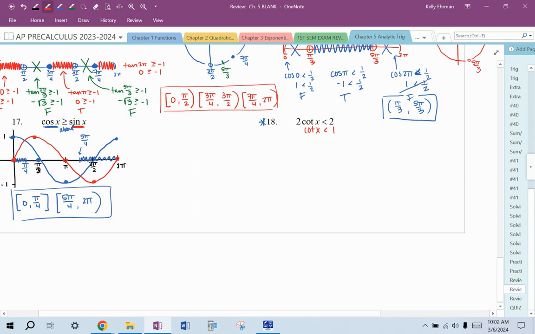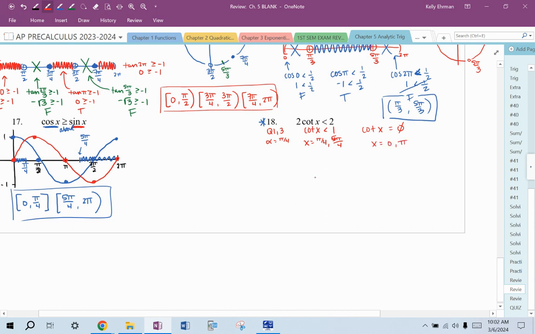I need to consider what makes cotangent equal to 1. That happens in quadrants 1 and 3, and the reference angle is pi over 4. So x equals pi over 4, and in quadrant 3, 5 pi over 4. Also, you have to think about where cotangent is undefined. Cotangent has asymptotes at 0 and pi.